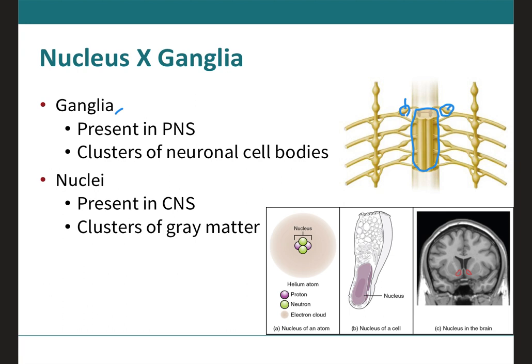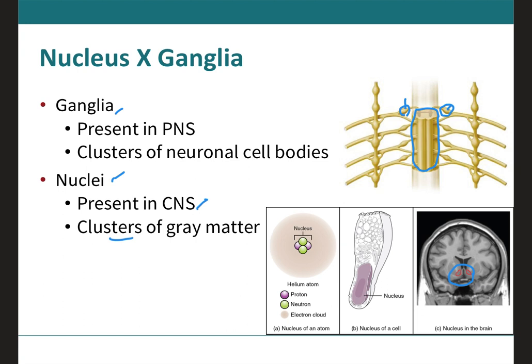system. Now, the nuclei are present in the central nervous system. So it will be a cluster of neuronal cell bodies that is located within the central nervous system. And in this example, we can see circled over here the nucleus in this brain region.